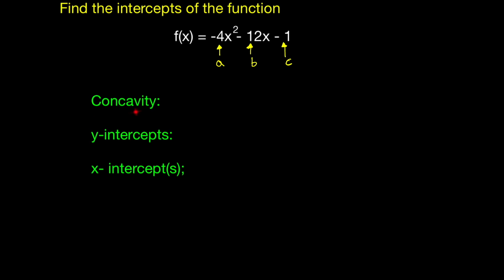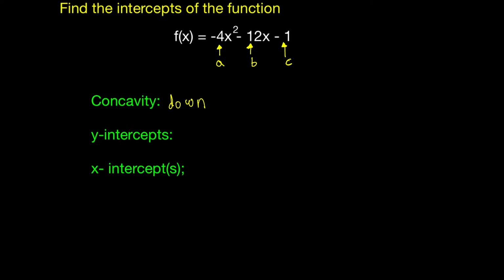The first thing that I'm going to do is determine the concavity, and the concavity is determined by the a value. Because we have a -4, we're going to say this is concave down. If the a value was positive, then we would have said it would have been concave up.